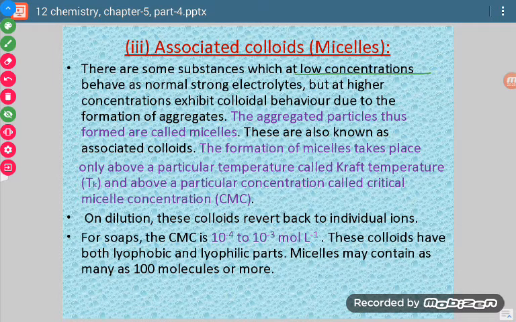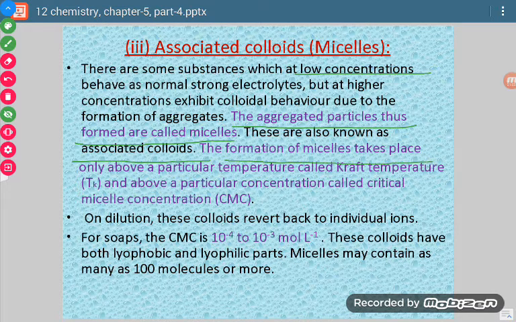Those particles, which are the dispersed phase, will come together and form bigger molecules. That aggregated form is called micelles. Now, since so many molecules have associated to give a colloidal dimension size, this is also known as associated colloids. Now, every time it will not be formed; these micelles will not always form.